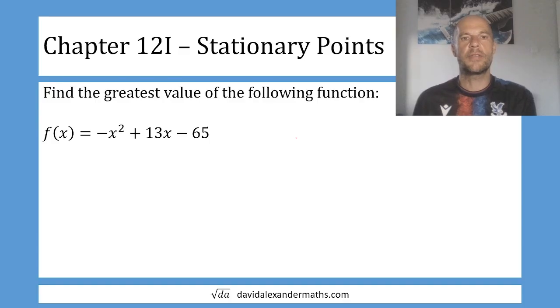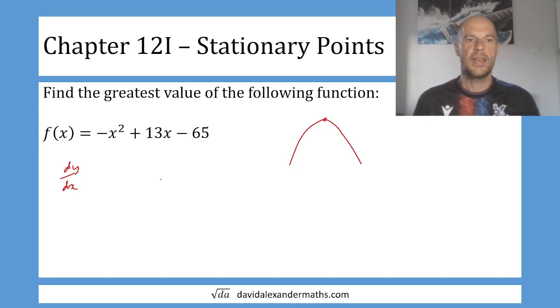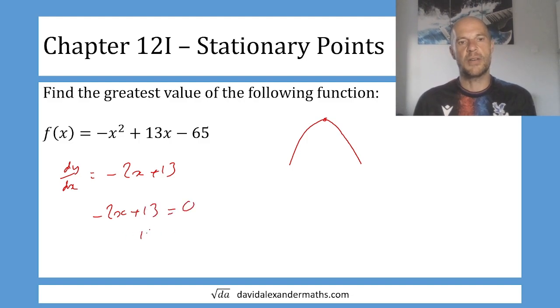Find the greatest value of the following function. Again, we need to do our dy by dx. There's a greatest value here because this is a negative x squared graph, so it's an n-shaped graph. We want to work out the turning point. So that's going to be minus 2x plus 13. Now the greatest value is the turning point where the gradient is 0, so let's set our gradient function to 0. Add 2x to both sides, so 13 equals 2x, or 2x equals 13, therefore x is 13 over 2.